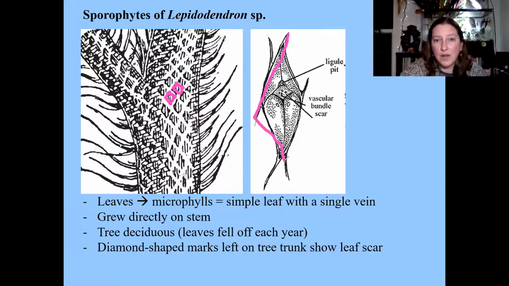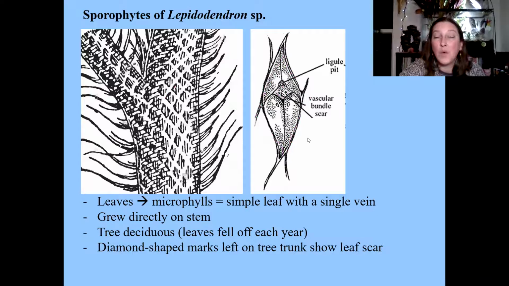And if we were to zoom in on that diamond shape, we would see a few things. We would see where the vascular system, or you can call it a vascular bundle, where the vein, basically, this is where that vein entered the leaf. Oh, and a silly ligule thing.